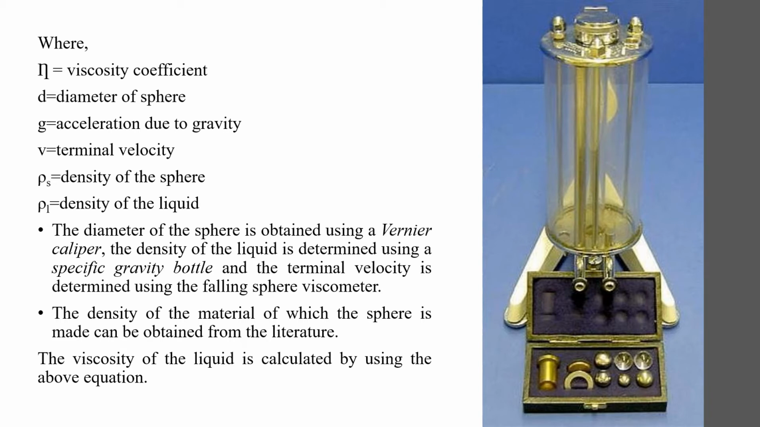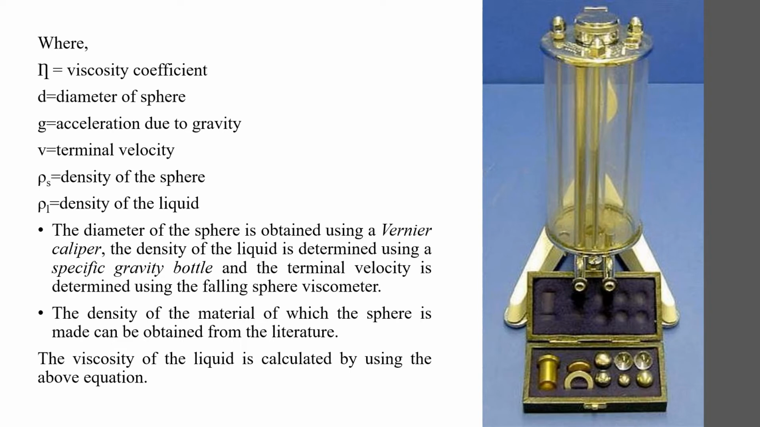Now, as we have that equation, we need to incorporate all the values which we get from this experiment, like the diameter of the sphere, which we can check by means of vernier calipers, acceleration due to gravity, which is constant, density of the sphere, which can be obtained from the instructions manual, density of the liquid, which can be determined by means of the specific gravity bottle method, and terminal velocity.